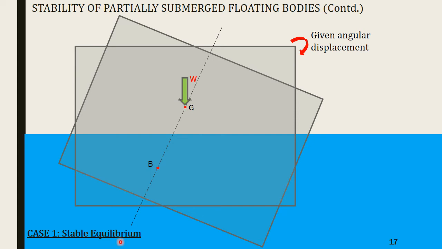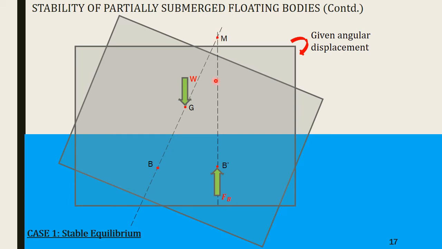When the body tilts, this is the normal axis of the body, but the center of buoyancy is going to shift because the volume of the submerged portion has changed, and center of buoyancy is the center of the submerged portion. So B has shifted to B dash, and now buoyant force is going to act through B dash, and that is going to give us the metacenter. The point through which the line of action of the buoyant force meets the normal axis is known as metacenter. So this is the metacenter.